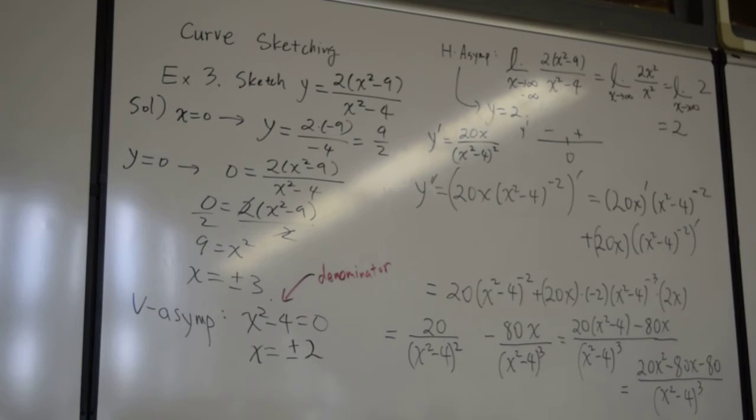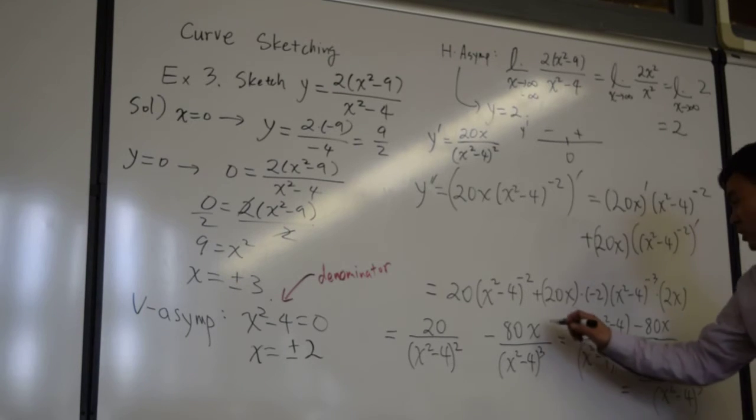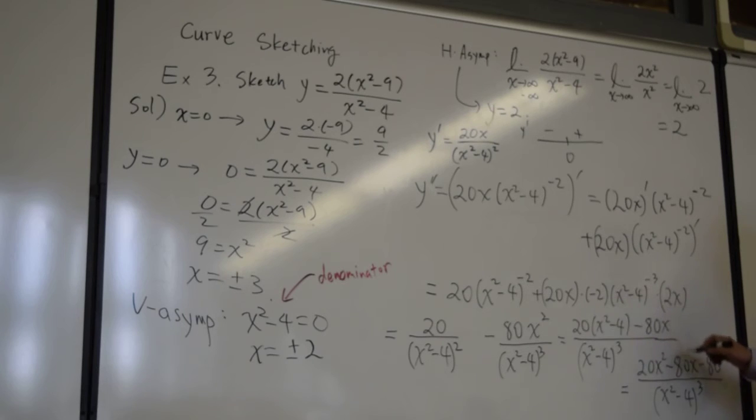Let me check. Shouldn't that be 80x squared? Oh yeah, that's fine, that's fine. There was an x that I didn't see. So it should be x squared. Okay, so that changes the answer. That's 20x squared minus 80x squared, that's negative 60x squared minus 80.